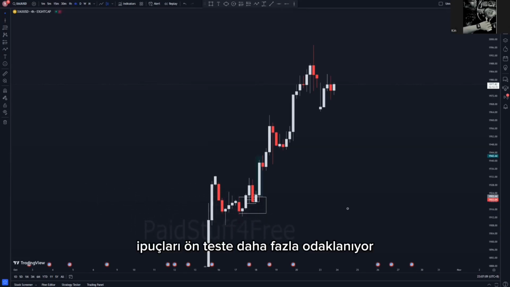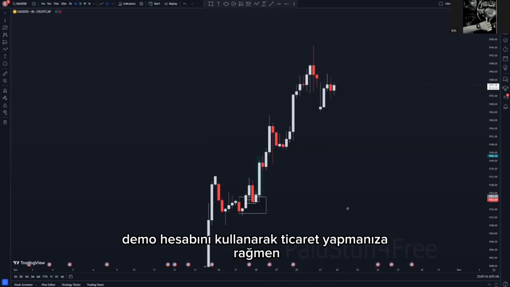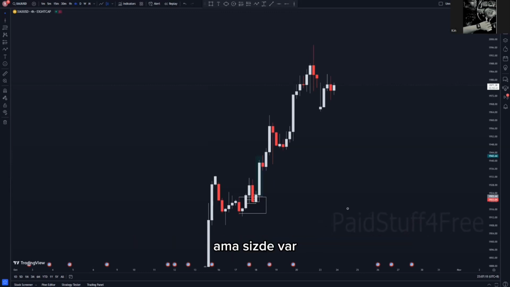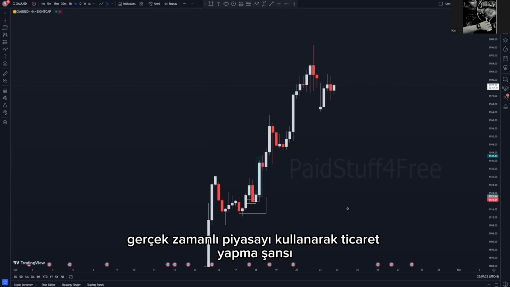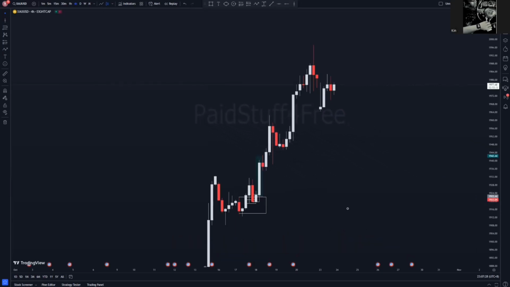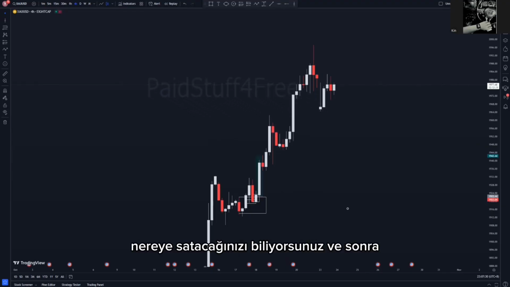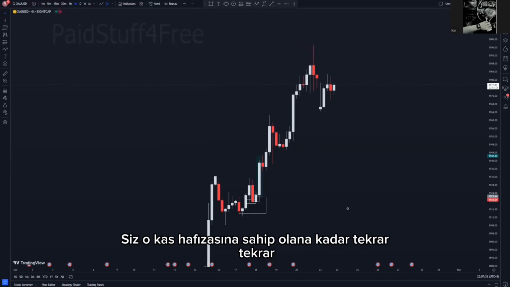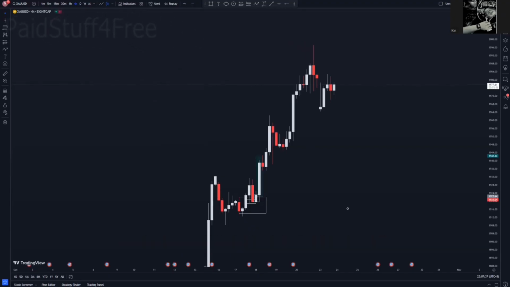So the tip is to put more focus on the front test. Even though you're trading on a demo account, you have the chance to trade in the real-time market. You know where to buy, you know where to sell, and you keep doing it over and over until you have that muscle memory. It's learning about controlling emotion and building confidence. Exactly. Now he's in the 6 figures.